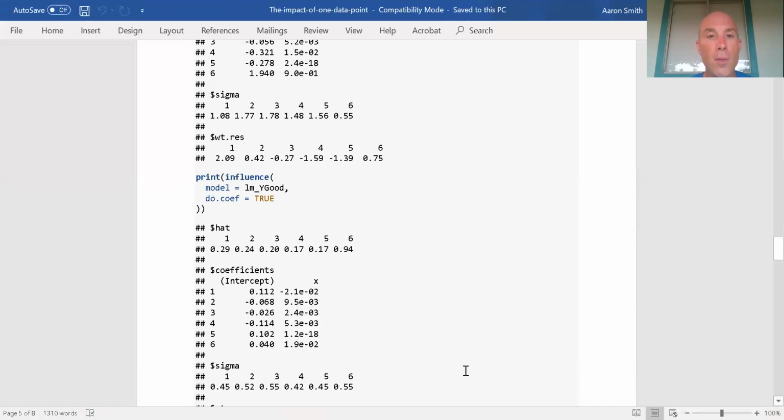Now let's look at the sigma change. Well, so here, when I don't have the sixth data point in there, we can see that the standard deviation of the residuals are all pretty small. They're all much smaller than they were in the bad version.